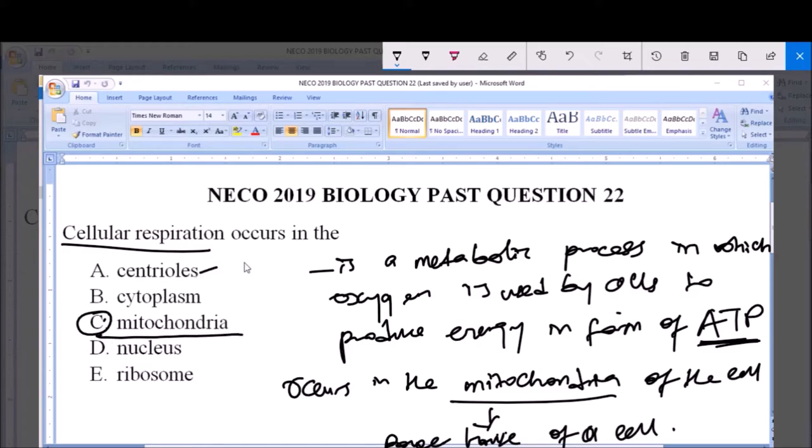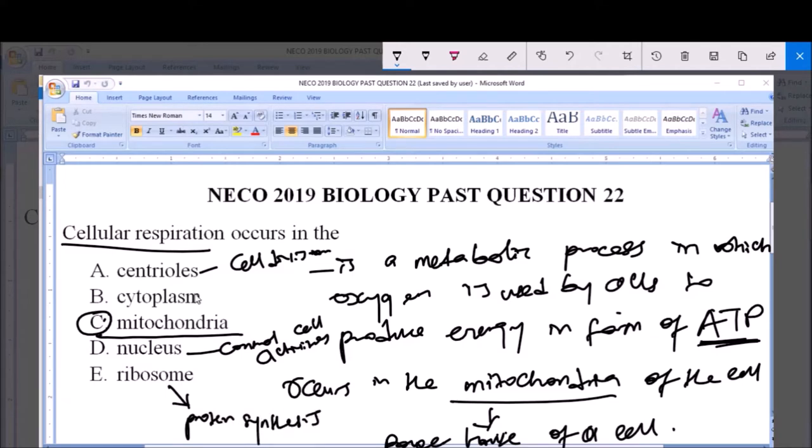Centrioles here is for cell division. Then the nucleus, like we know, controls all cell activities. And the ribosome here is for protein synthesis. Then the cytoplasm is like a jelly fluid, whereby all these cell organelles are suspended. But the mitochondria is the powerhouse of the cell, and that is where cellular respiration occurs to provide energy for the body.